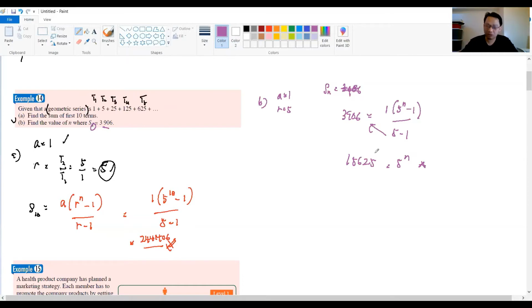We apply log 10 here. If I put log 10 here, it will be n log 10 of 5 also. I want to find n, so this log 5, I put it on the left side and it becomes divide. So log 15625 divided by log 5. The answer is 6. That is your value of n. Settle. That is example 14.